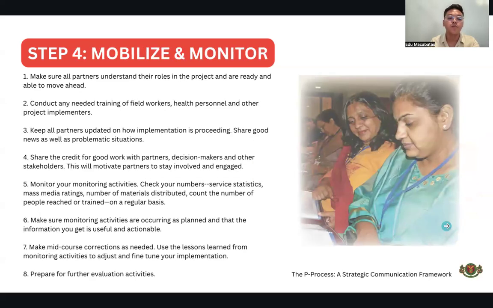The fourth step is mobilize and monitor. This is where we scale the program and track its performance. The key actions here include training implementers, defining roles and sharing credits, regular updates with partners, and of course, continuous monitoring and adjustments. In our case, in Project Inclusive, we implemented it through youth hubs and barangay partners.